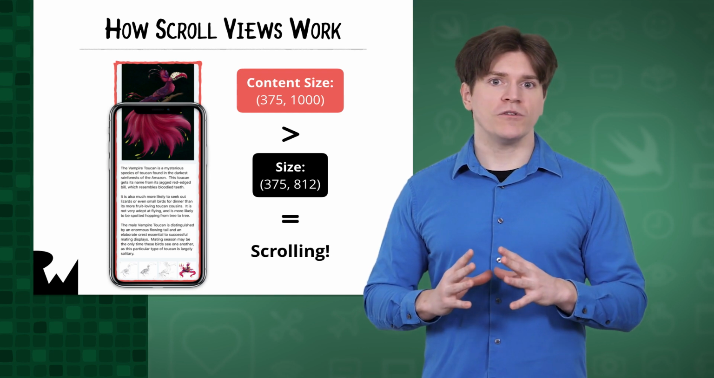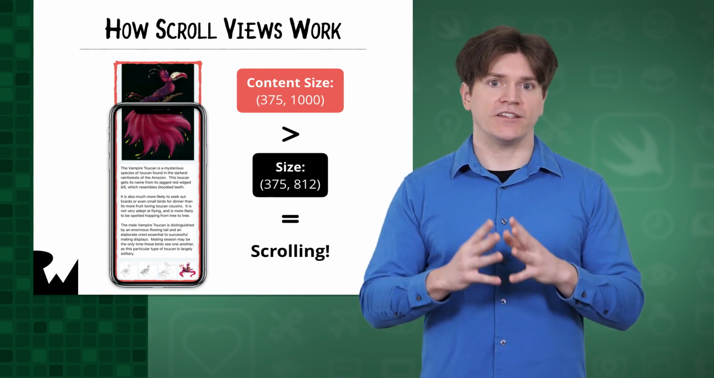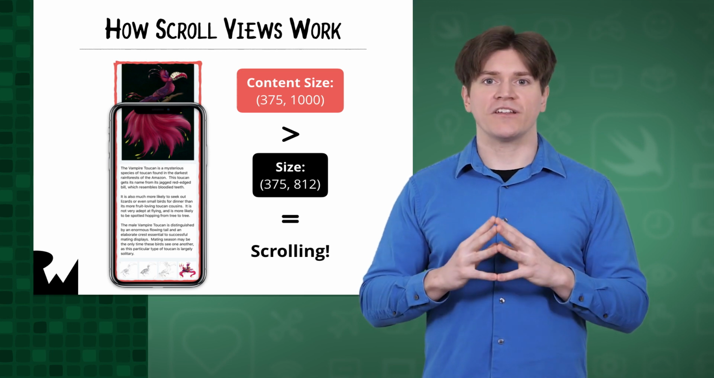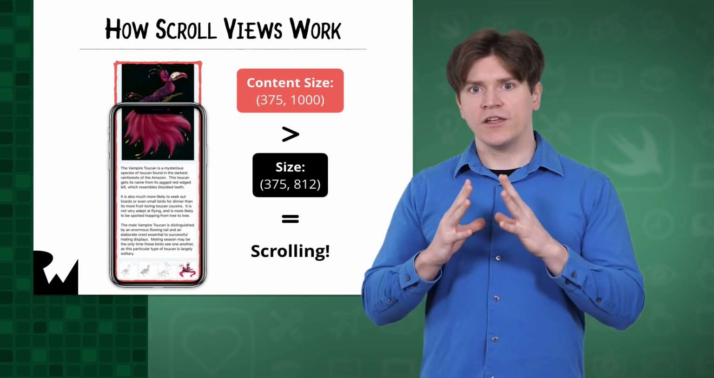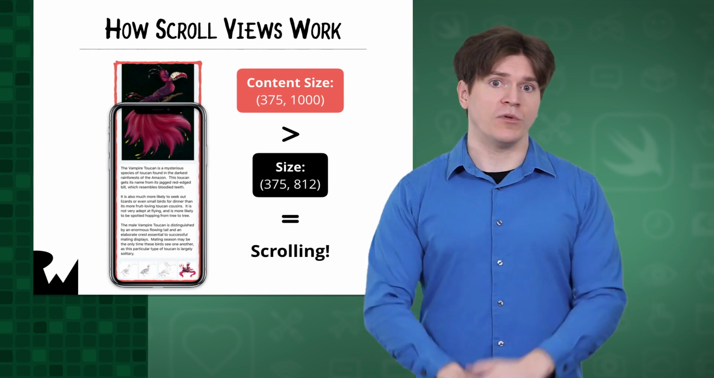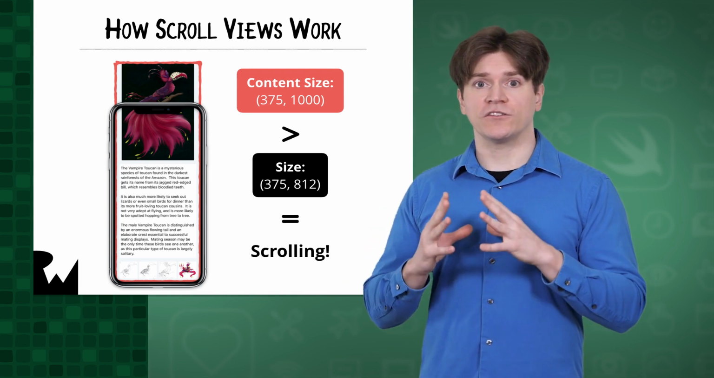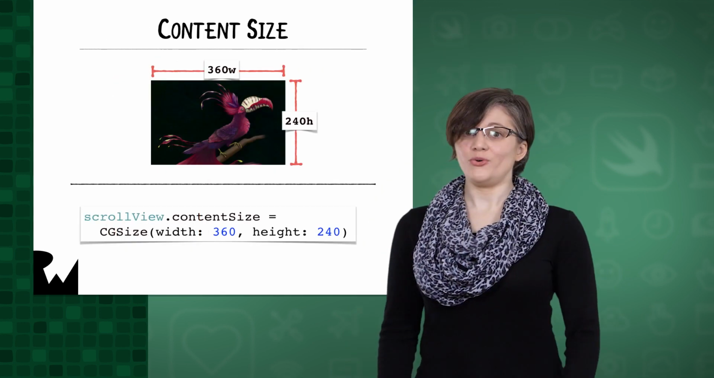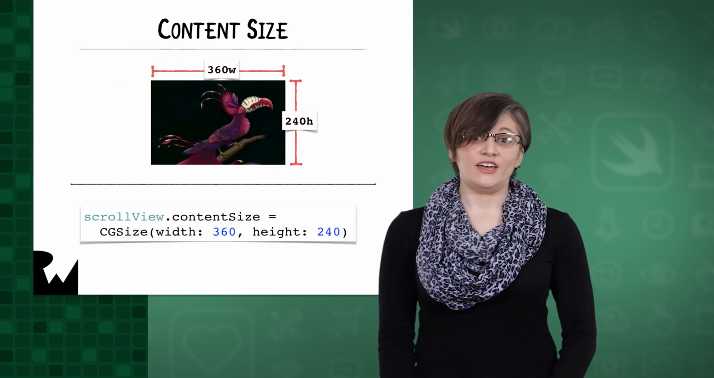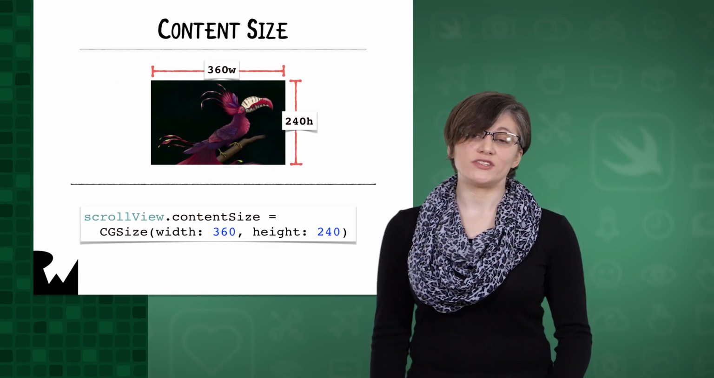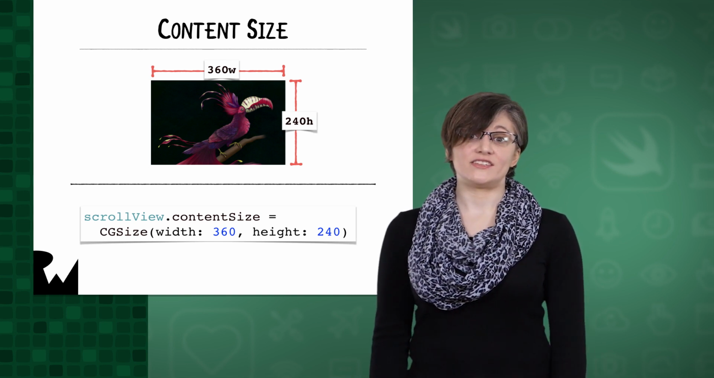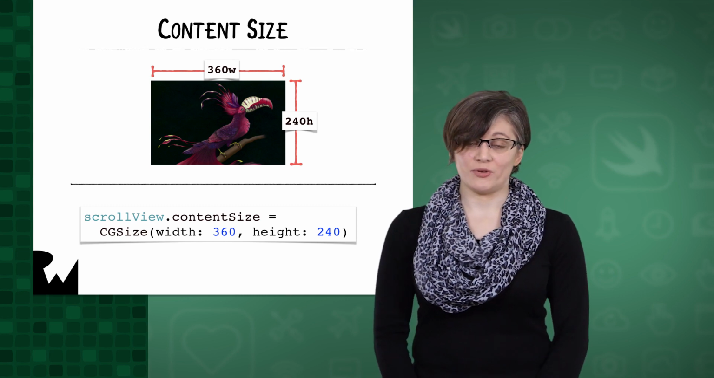The size of a scroll view describes how much screen real estate it takes up. The content size, however, describes the size of the scroll view's subviews. You can also think of this as the scrollable area. If that content size is larger than the scroll view size, then you're able to scroll. There are a few ways to get that content size. If you correctly set up auto layout constraints, it'll be set for you. You can also manually set the content size, and we'll do just that in the upcoming demo.